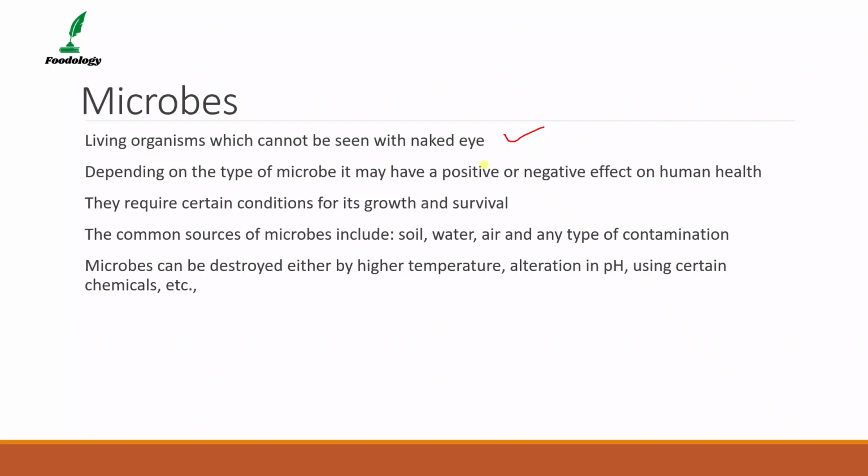Then these microorganisms require a certain set of conditions for growth and survival, like conditions in terms of temperature, pH, and water activity. When these conditions are disturbed, the microorganisms tend to die or their growth is retarded. Now, common sources of microorganisms include soil, water, air, and any sort of contamination which could possibly happen. These will introduce microorganisms to our system, and then microorganisms can be destroyed either by higher temperature, like in the case of pasteurization.